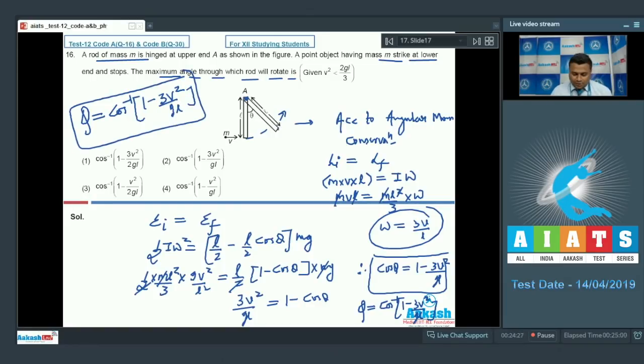Now let us find out the option. Option number 1 no, option number 2 yes, it is perfectly matching, so we will go with option number 2 only. Now move on to the next, that is 17 number.